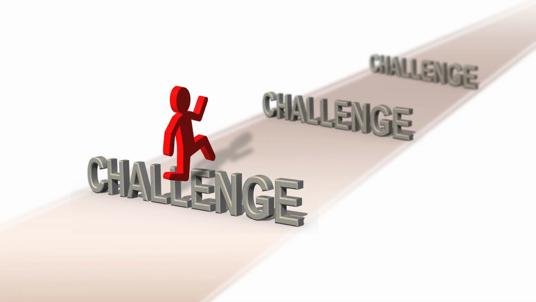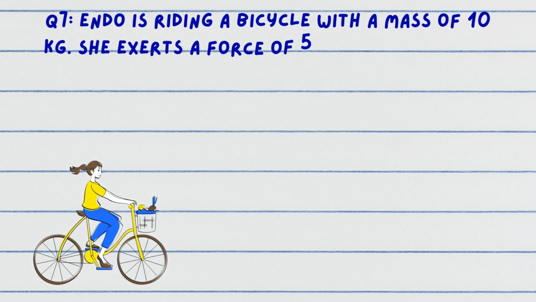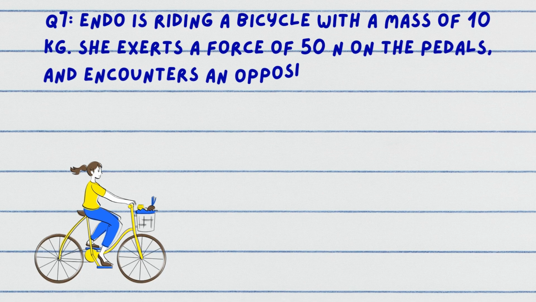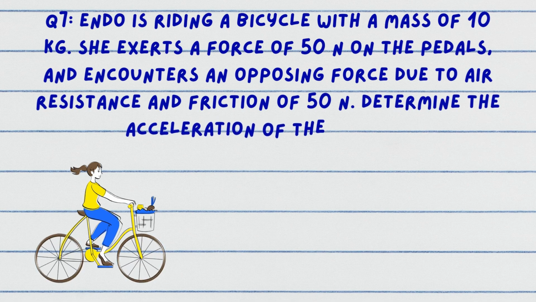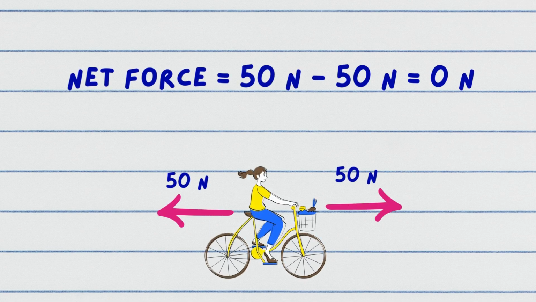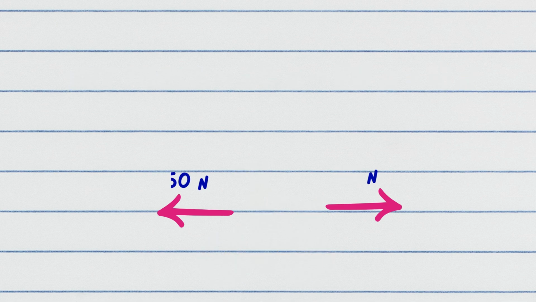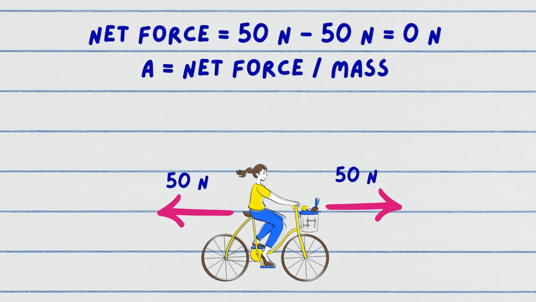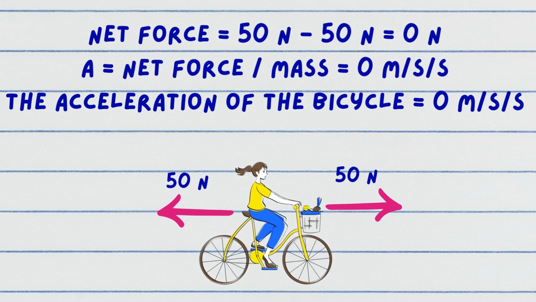Challenge questions. Question 7. Endo is riding a bicycle with a mass of 10 kg. She exerts a force of 50 newtons on the pedals and encounters an opposing force due to air resistance and friction of 50 newtons. Determine the acceleration of the bicycle. The net force here equals the forward 50 newtons minus the friction force 50 newtons, which equals 0 newtons. Acceleration equals net force over mass, which means here the acceleration equals 0 meters per second squared. Since the bicycle is already in motion, it continues to stay in motion at a constant velocity.